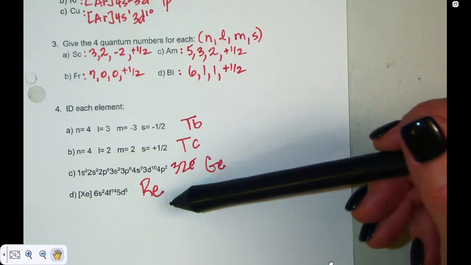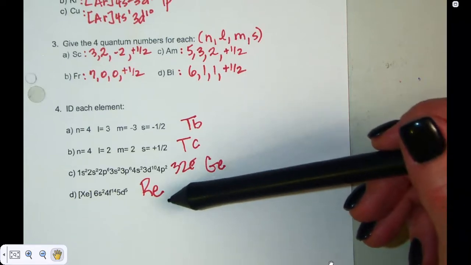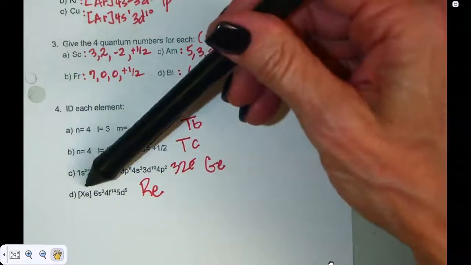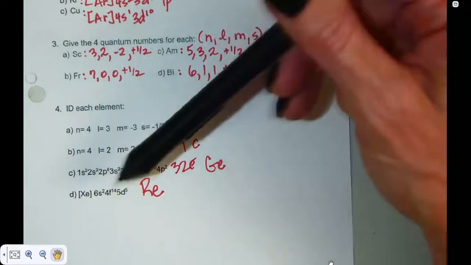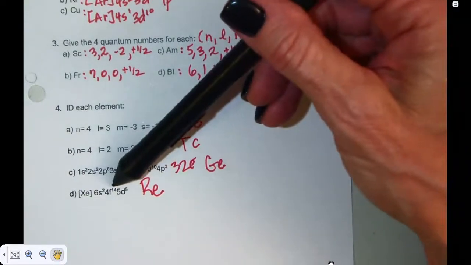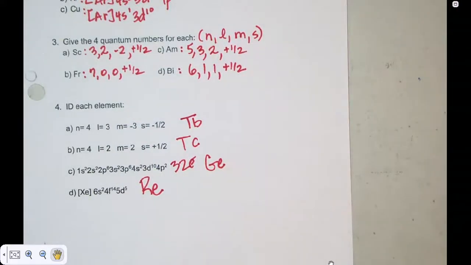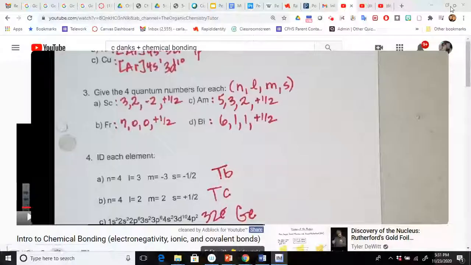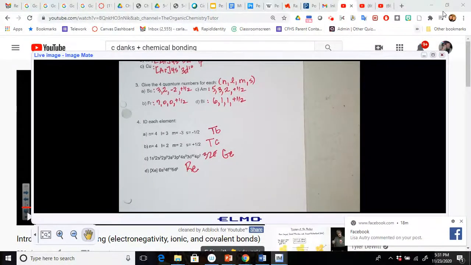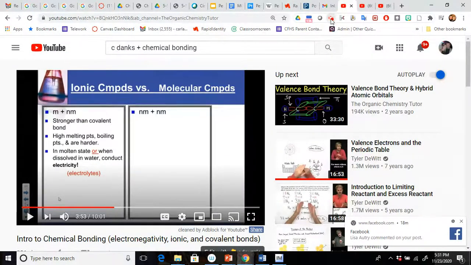If you add up those electrons there, you have 75 total, because the xenon has a total of 54, and then you're going to add the rest of the superscripts, 14 plus 2 plus 5. So those are the answers to the homework. Make sure that you correct your papers, and then that will go in your exit ticket.